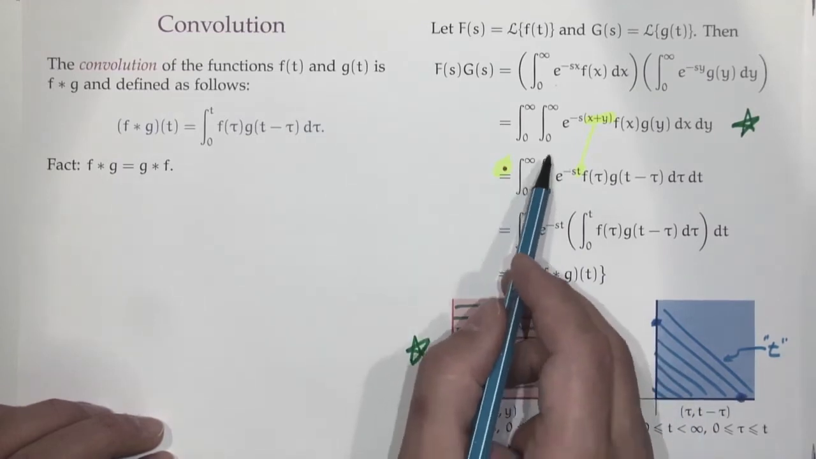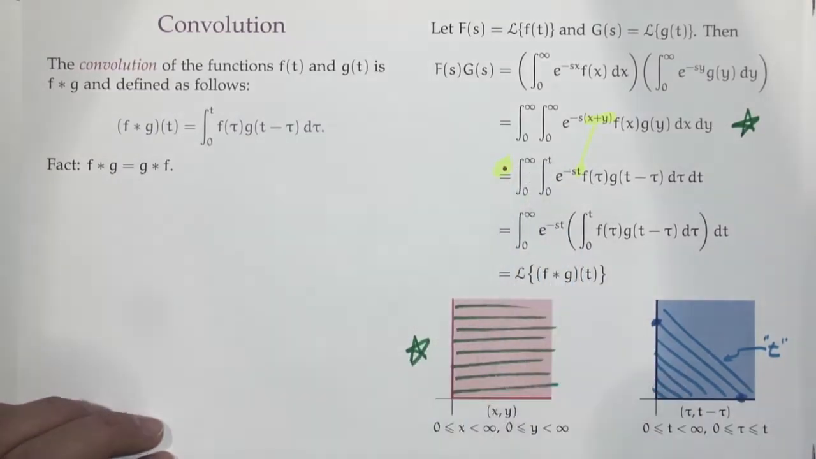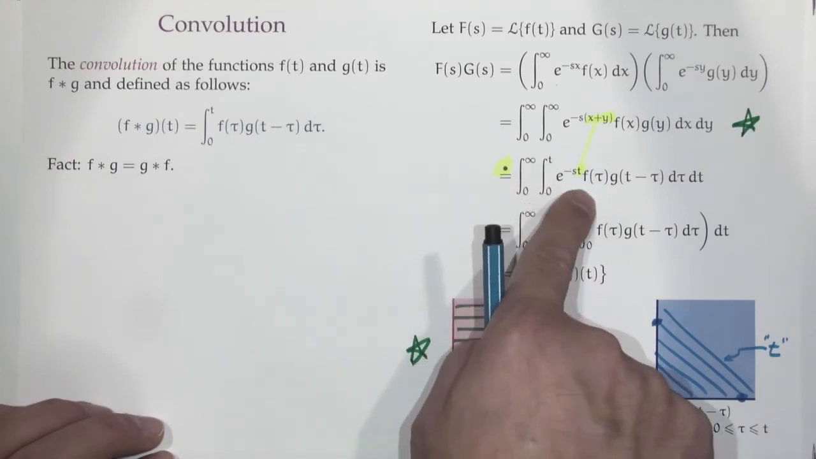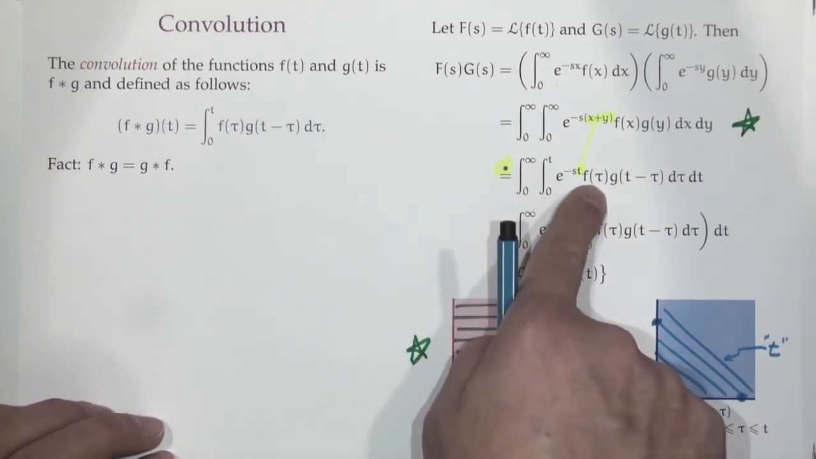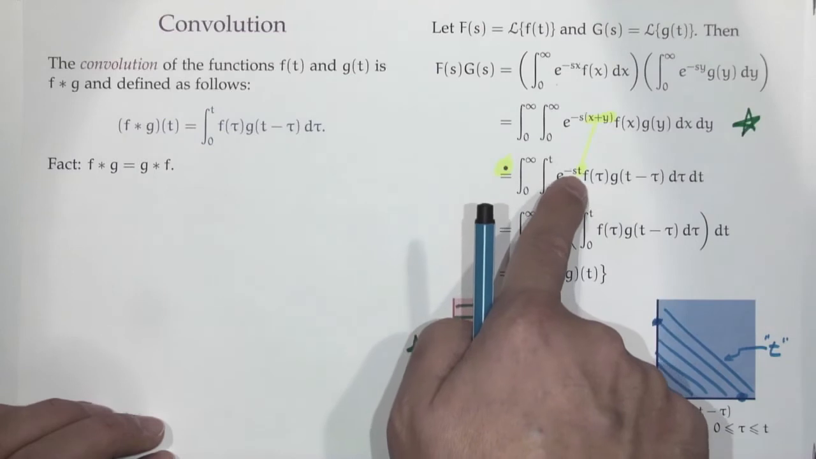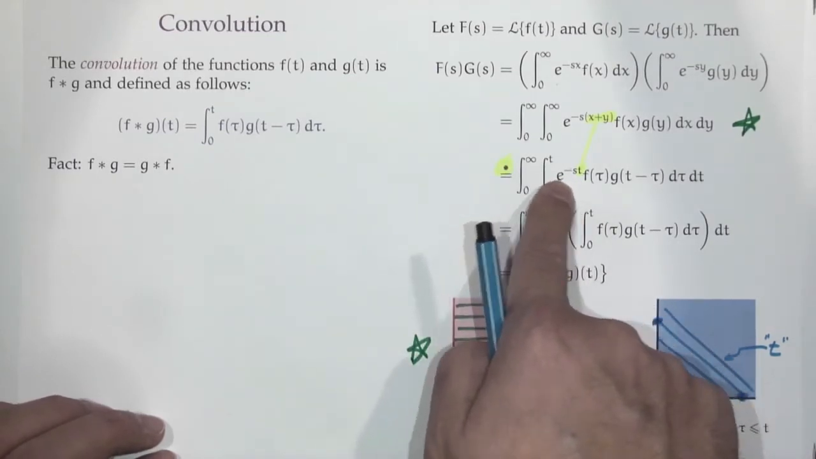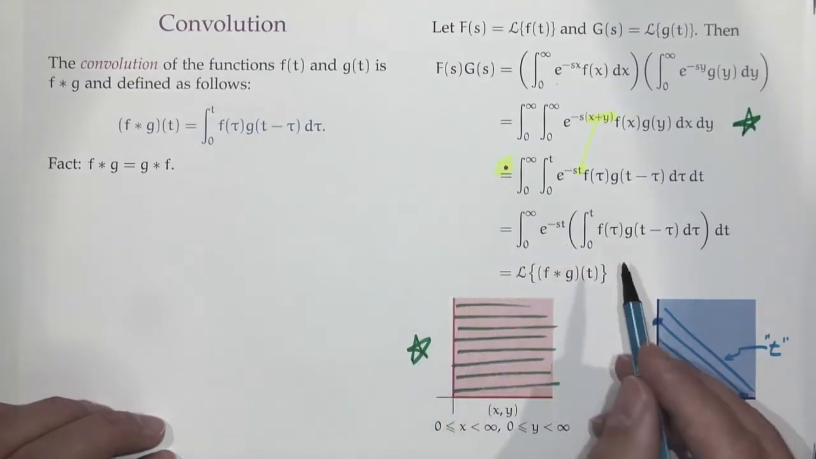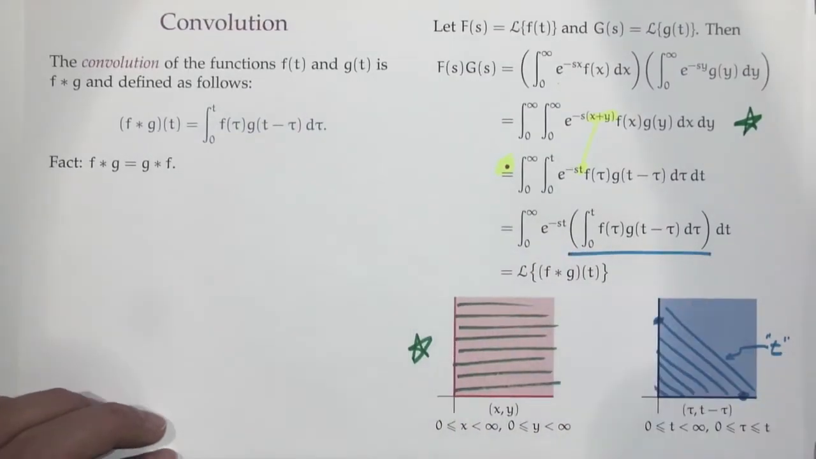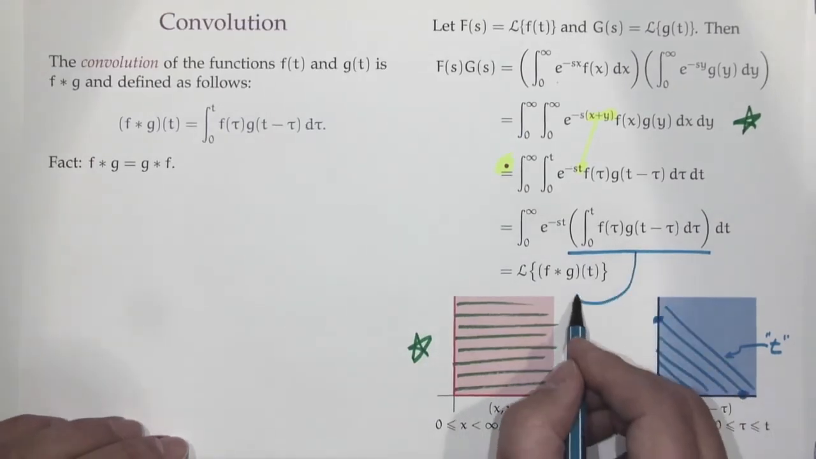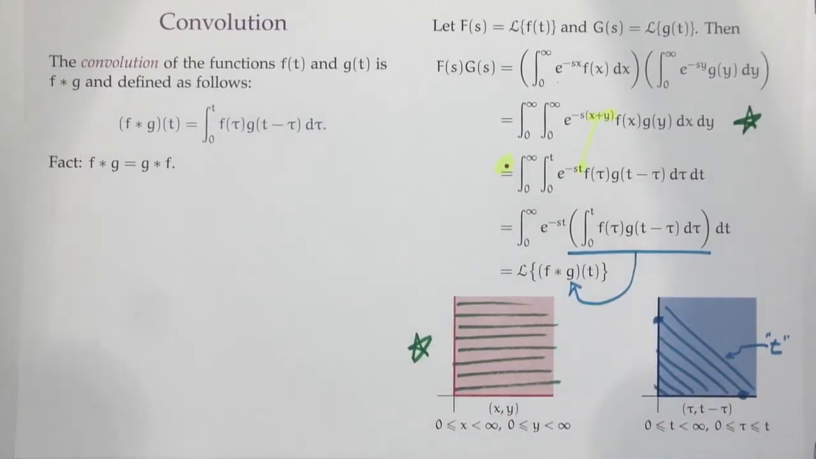So that's why it's a finite integral on the inside. And you push this integral from 0 to t inside because, well, this e to the minus st doesn't depend on tau, so you can move it in. And you say, aha, now I have this expression, which is what we call f star g. So in other words, convolution is what comes out when you actually go through this process.